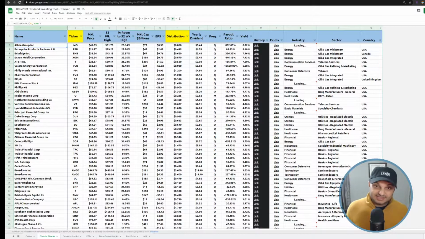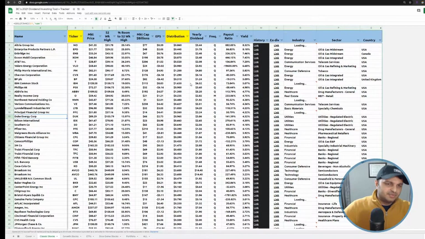Let's start with the classic stocks tab. Okay, so I'm going to take you through all of these and pick one stock from each of these sheets so you know how to use it. So classic stocks, right now it's sorted by the highest yield.